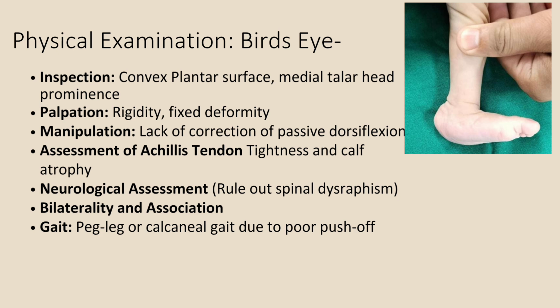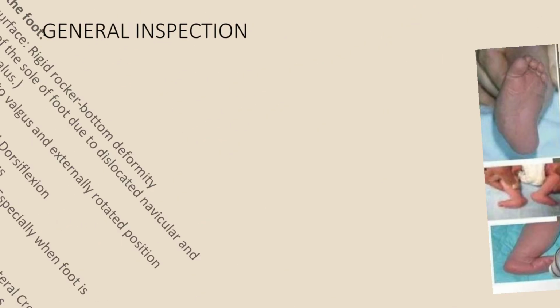On manipulation, there is lack of correction with dorsiflexion, and we assess the Achilles tendon, which is usually very tight. On neurological examination, rule out spina bifida and MMC as secondary causes. Bilateral involvement may be present, but the gait is typically a peg leg and calcaneal gait due to pushing off the surface.